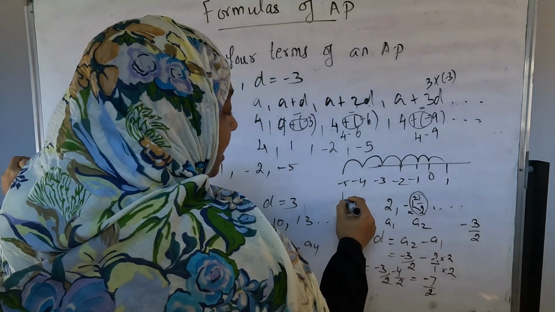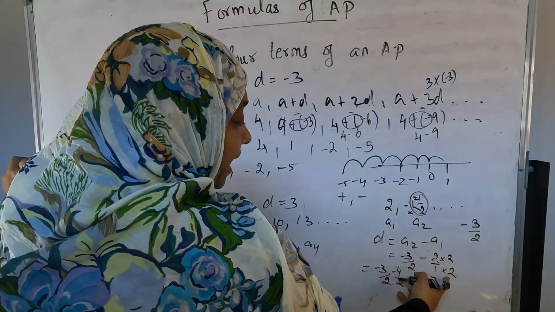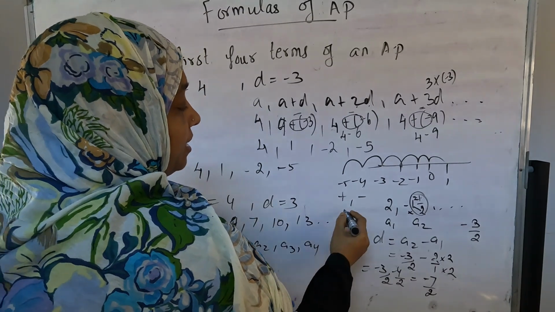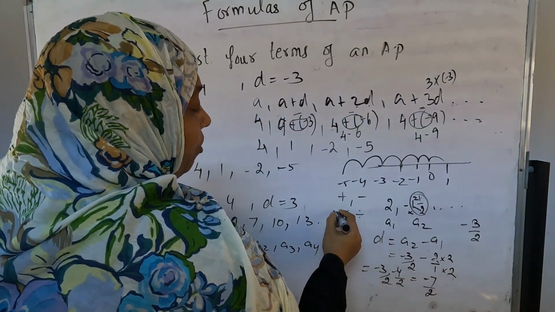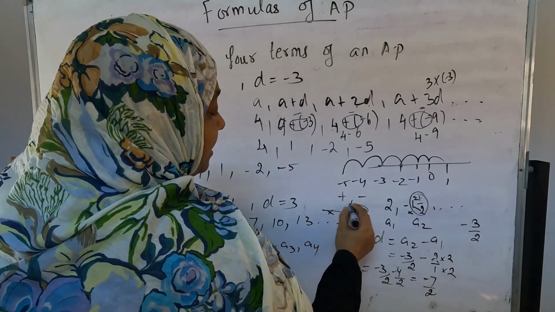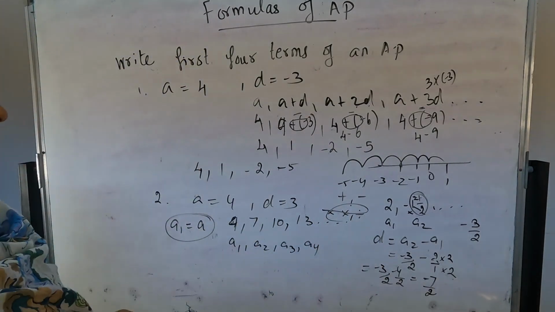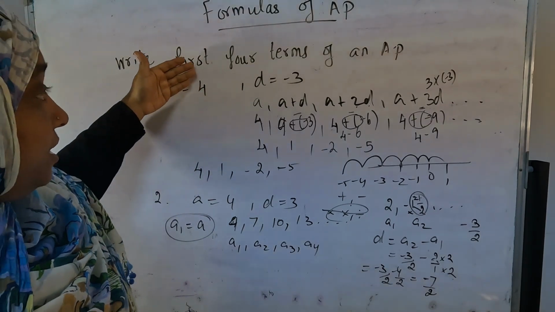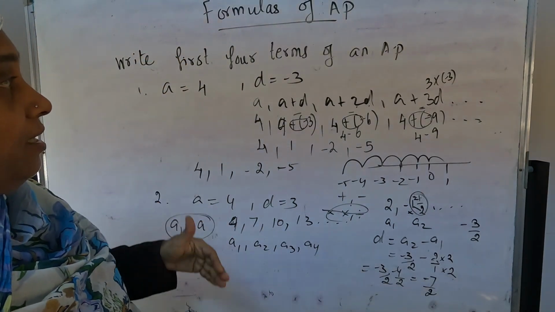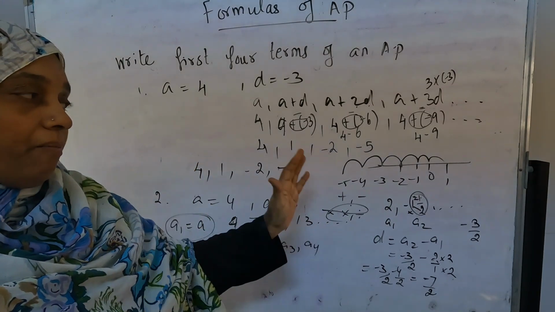In addition and subtraction only we have to take the LCM. In multiplication and division we don't need LCM, no need of LCM, keep that in mind. Okay, these are the sums related to identifying terms and common difference.